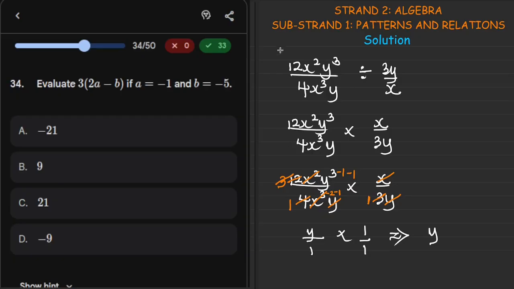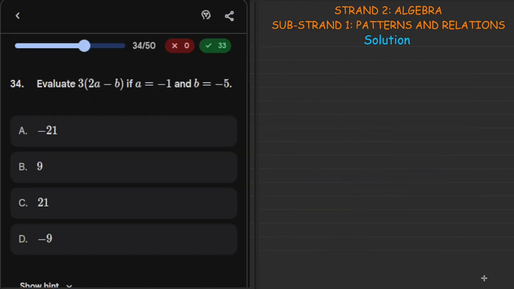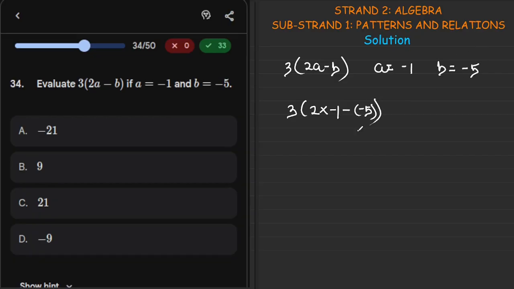Question number 34. 34 says we have 3 into bracket 2a minus b. And we have to evaluate it if our a is equal to -1 and our b is equal to -5. We have our 3 into bracket 2 times a, and our a is actually -1. So times the -1 minus the b. The b is a -5, so -5.